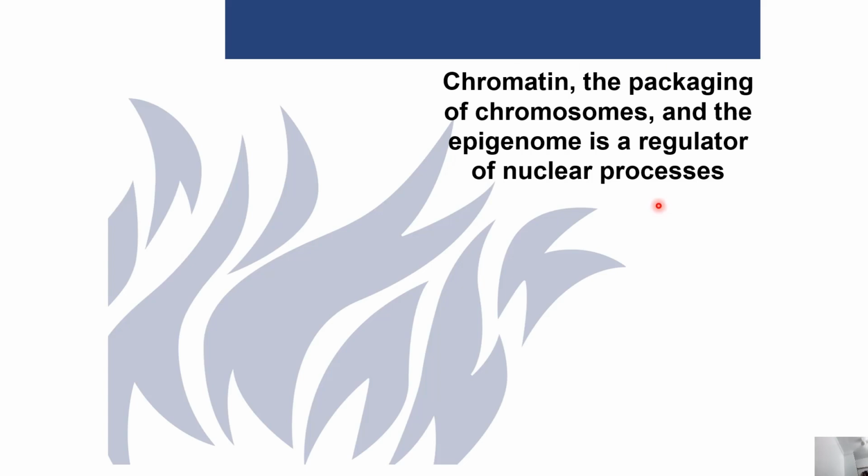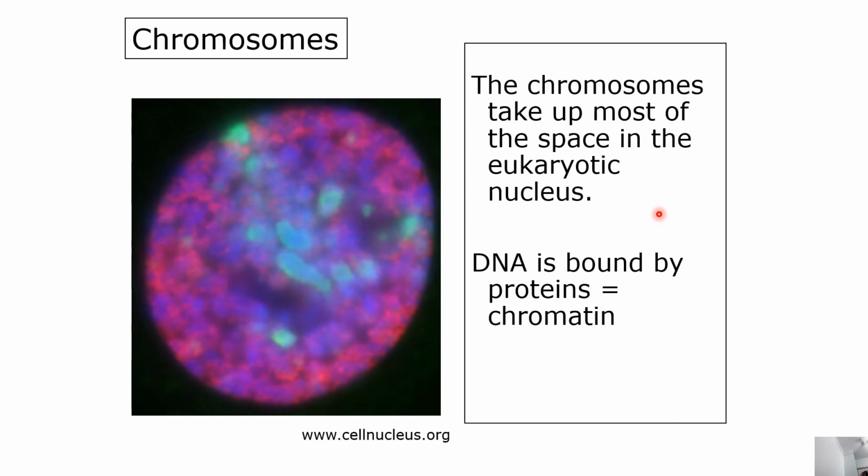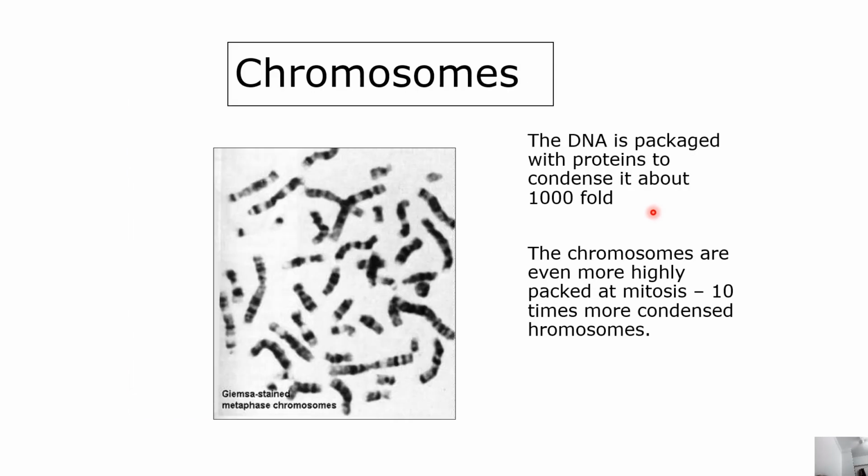Chromatin, the packaging of chromosomes, and the epigenome are regulators of nuclear processes. The chromosomes take up most of the space in the eukaryotic nucleus and are bound by proteins, or chromatin. The DNA is packaged with proteins to fold it many thousand-fold, and the chromosomes are in different states of compaction, so we have euchromatin and heterochromatin.